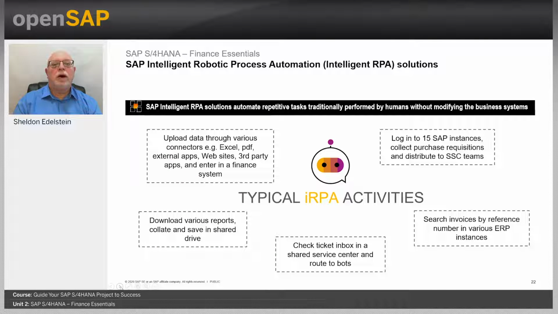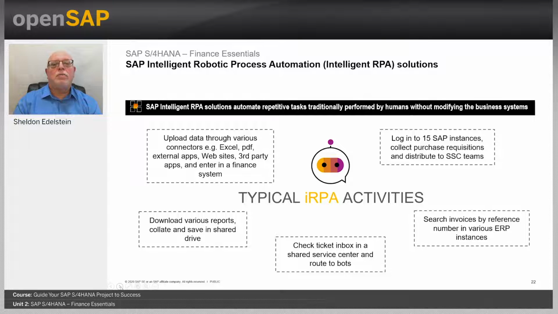IRPA, Intelligent Robotic Process Automation Solutions. IRPA is about automating repetitive tasks that in the past were performed by humans without modifying the underlying business systems. As an example, during the period close, many manual postings are uploaded into the system. Today, the accountant may manually enter these correction postings from an Excel file. The IRPA agent can automate this upload process and free the accountant for other duties.